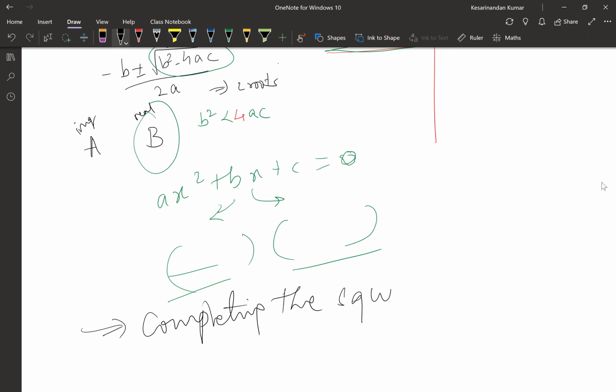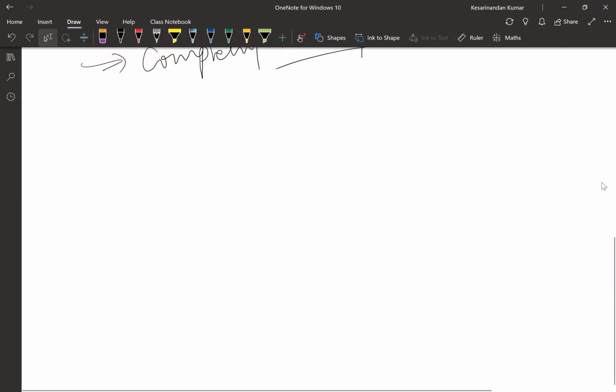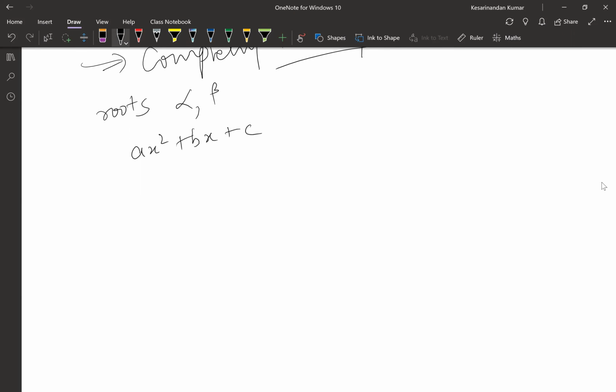So these are three methods how we can find the roots of the quadratic. Now coming to the next part, apart from knowing the roots, what if I make slight changes in the roots? If the roots are alpha and beta, so the equation will be ax squared plus bx plus c. My simple question is, if the roots become 1 by alpha and 1 by beta, what would become of the equation?